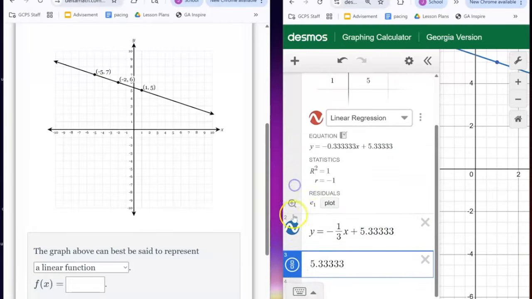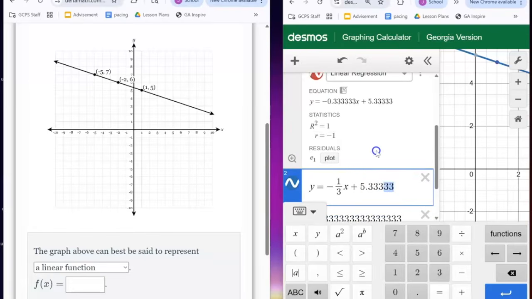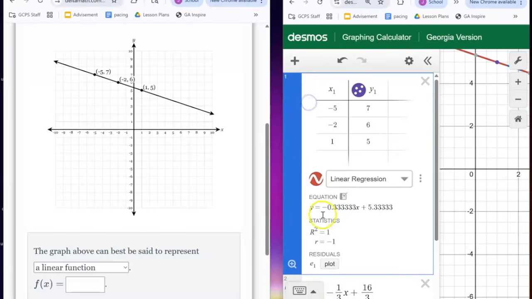Again, make it a fraction. It's repeating. Keep taking it, making it repeat. It goes away until it comes right back. So this part right here is 16/3. Okay, now just double check that, because I really shouldn't have erased the original one.